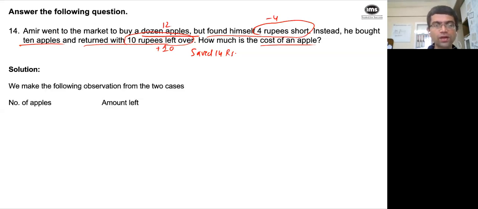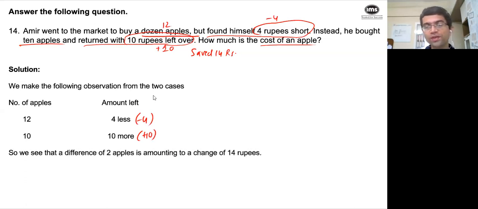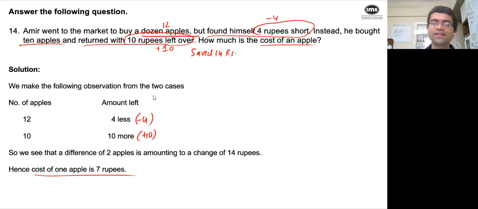Correct, so in the first case 12 apples bought, 4 rupees less, so minus 4, and then 10 apples bought, 10 rupees more, that is plus 10. So by not buying 2 apples he saved 14 rupees. So the cost of 1 apple has to be 7 rupees. Is it a smart method?